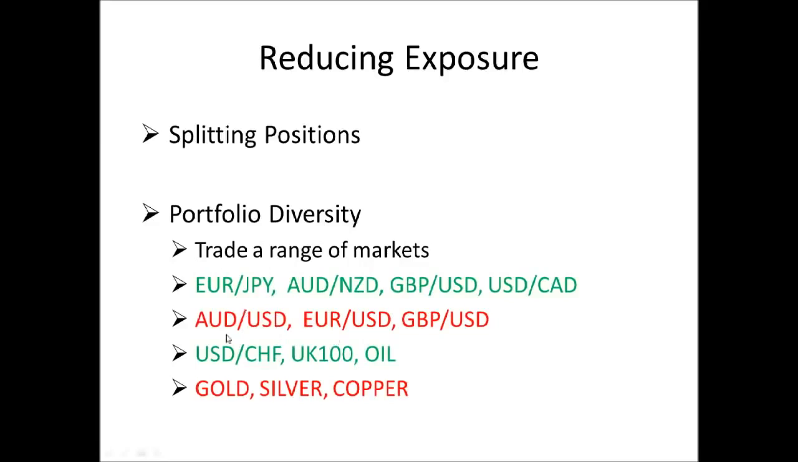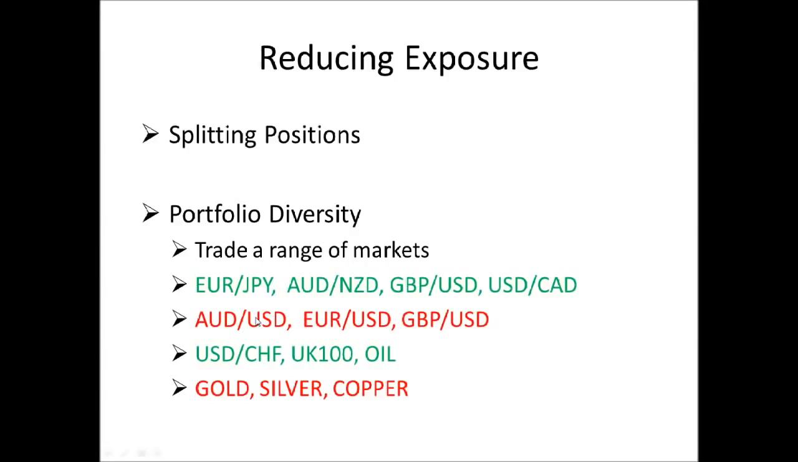A portfolio I wouldn't suggest would be something like the Australian dollar, US dollar, Euro, US dollar, pound, US dollar. The reason being you have a large exposure to the US dollar. And all of these currency pairs have strong correlation. So if one moves down, it's likely the others could also move down. If one moves up, it's likely the others could also move up. Whereas in the first example, there is very little correlation between these currency pairs.